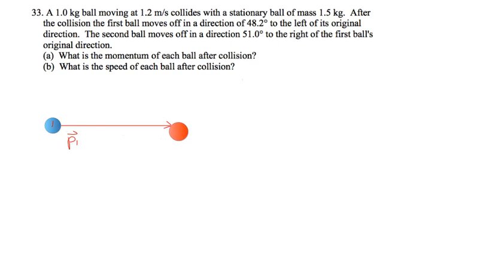So I'm going to put it so that it's going to hit it above the equator. Because if it hits above the equator, then we can see that it's going to hit and go that way. And this one's going to, once it gets hit, go that way. Once I do it, I would check and double check just to make sure you don't have them going in the wrong direction. So it does say after the collision, the first ball moves off in a direction 48.2 degrees to the left of its original direction.